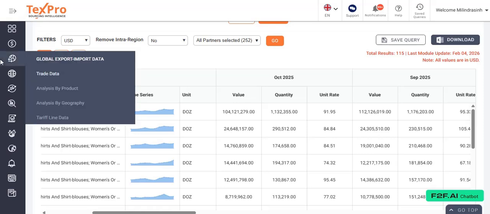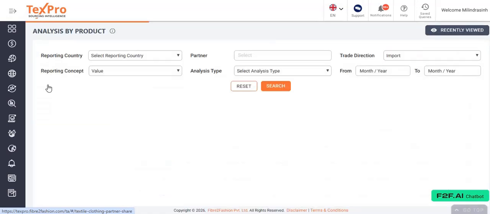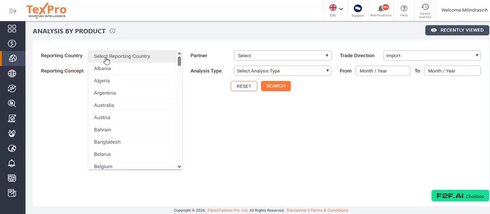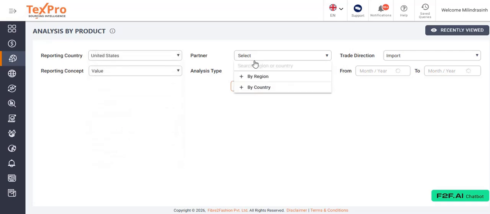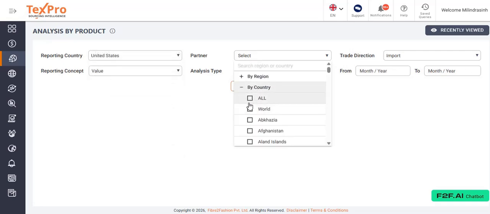Now let's proceed to the analysis part. The first one that we have is analysis by product. So this particular analysis helps us to understand the product mix or the trends in terms of product types and segments in the trade of a country, or the trade of a particular country with respect to any other partnering country or a region. Just as an example, let's take United States. Let's try and understand the trade of US with the entire world.